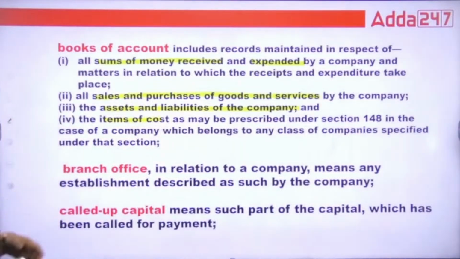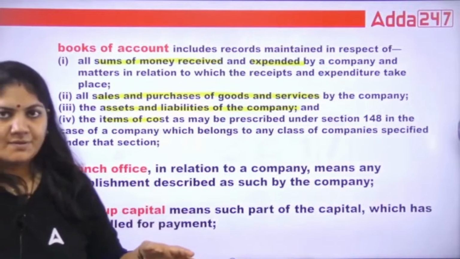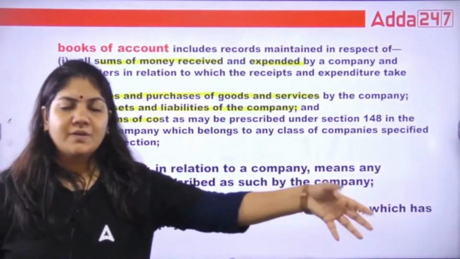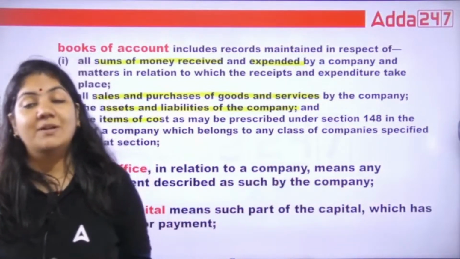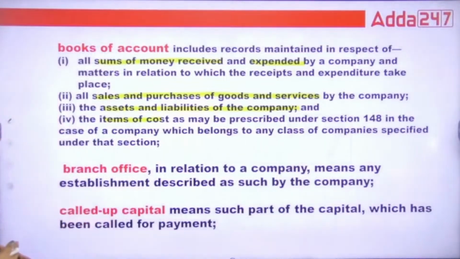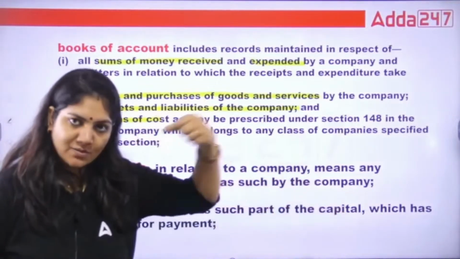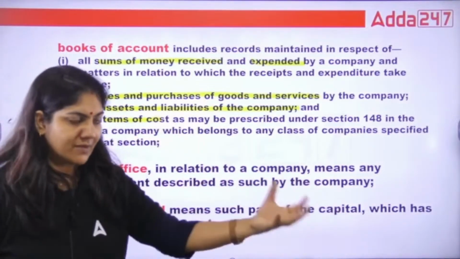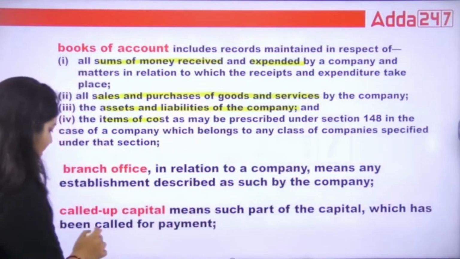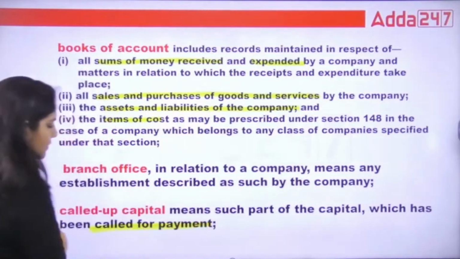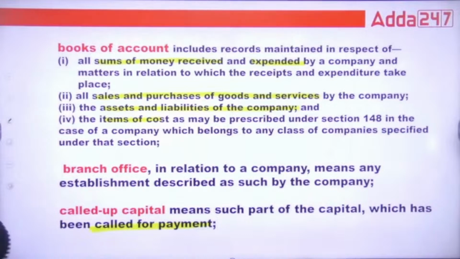What is branch office? Suppose a company is there. Its branches are opening in various places. That is called branch office. Called up capital. Called up capital means suppose the shares have been distributed but the money has not come. So whatever money we are calling for, that is called the called up capital. Called for the payment. That's it. This is important.